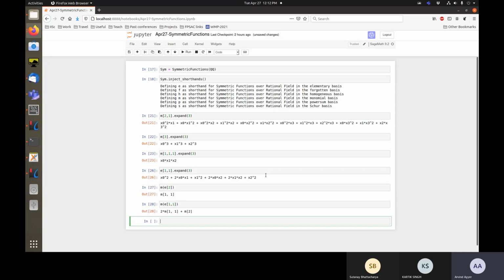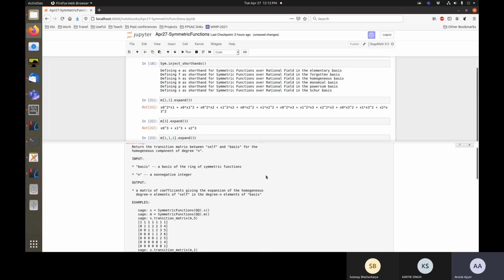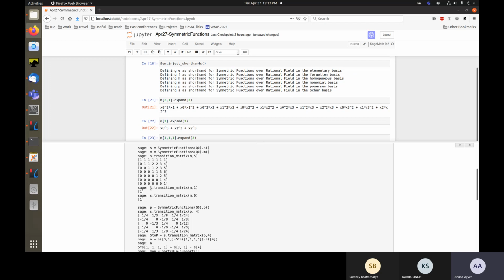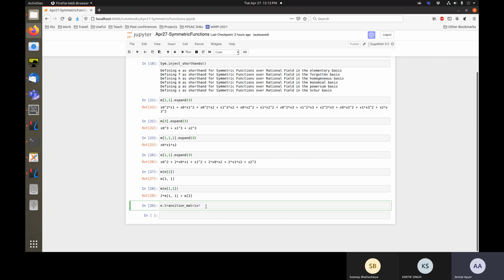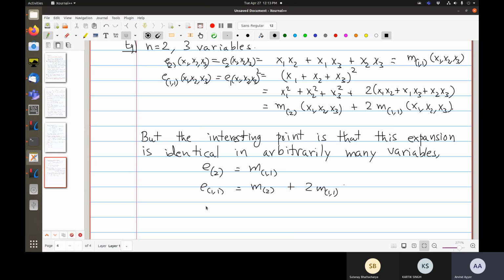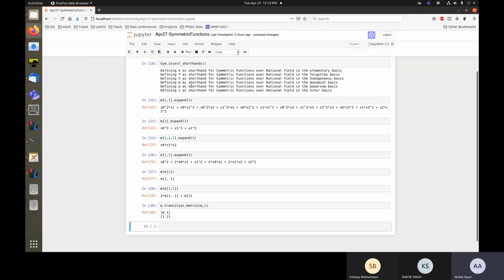So I have to remind myself. If I write E dot transition matrix, I've forgotten the syntax, so let me check. I have to write E dot transition matrix in terms of m, and it takes 2 arguments. So let's do that. Not the number of variables, sorry, I beg your pardon, it's the degree n over here. So I want degree 2. So I get this as the basis.